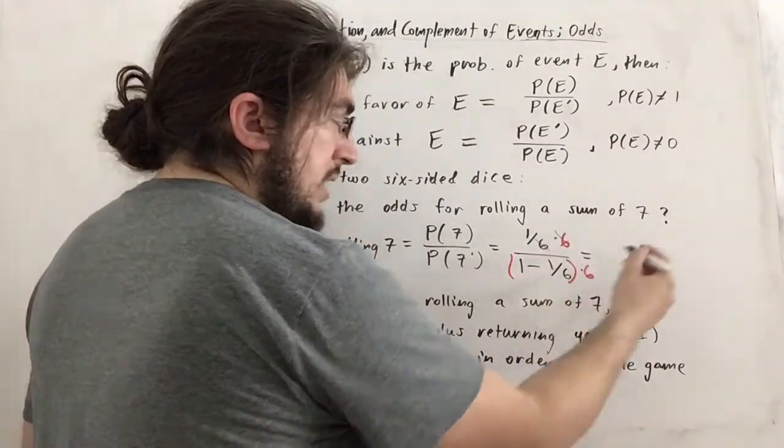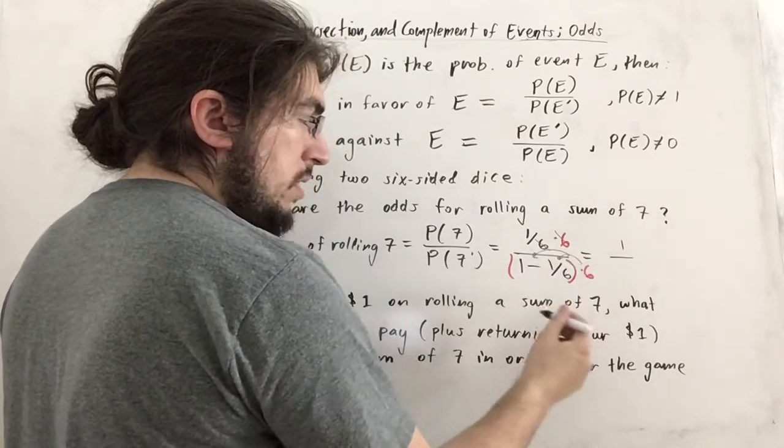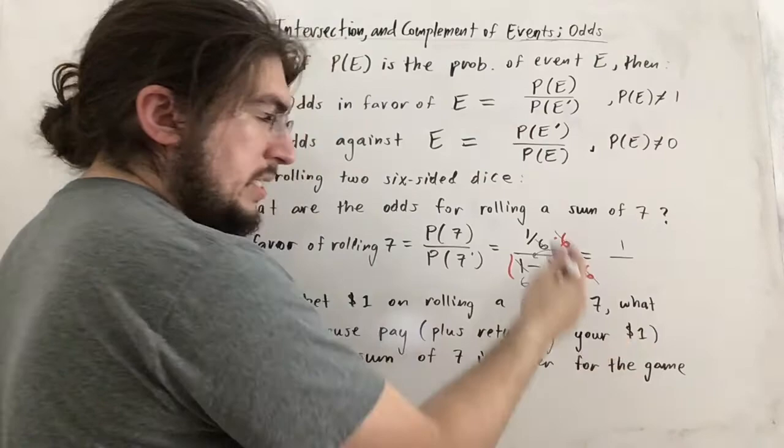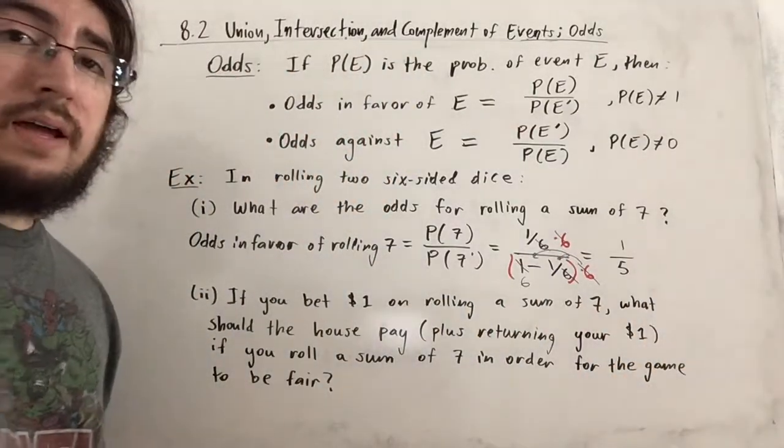So notice these cancel, so we just get 1 on top. And after this 6 distributes, we get 6 minus 1, because that 6 cancels. And 6 minus 1 is 5. So we still get 1 over 5.